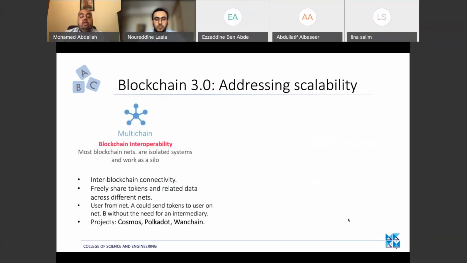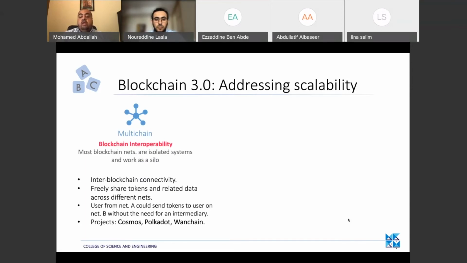Then there is another approach, which is the multi-chain. Because now we have different types of blockchain, you need to create some blockchain interoperability. For example, if you have a user in a specific blockchain and another user in another blockchain, how can they connect to each other? The users from network A could send tokens to users in network B without the need of any intermediary. The projects for this are Cosmos, Polkadot, and Multichain.